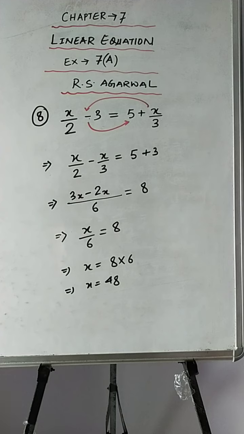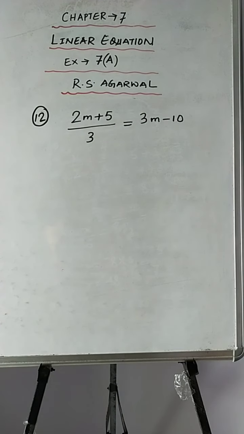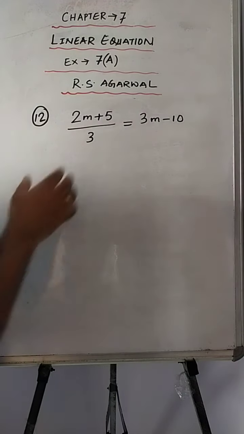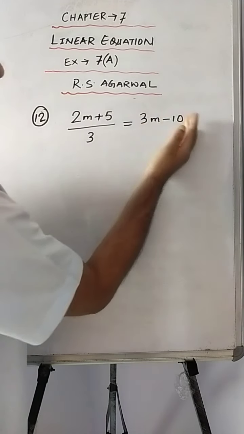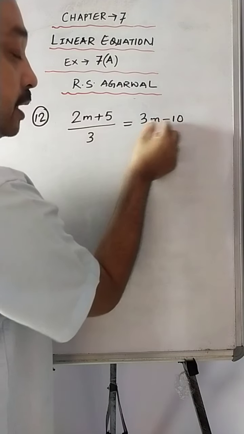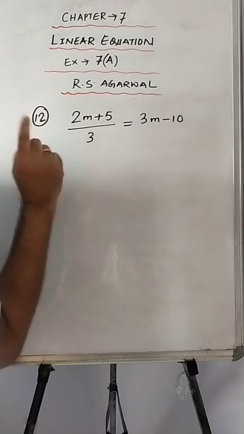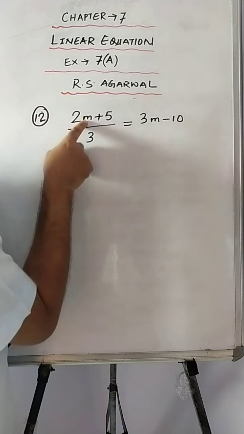Okay, I hope everyone has understood. Now let's move on to the next sum. The next sum is sum number 12, and this is the last sum I'm going to explain in this session. As you see, on the left hand side we have a fractional form, and on the right hand side we have a combination of variable and constant term. So now the objective is to get the value of m.